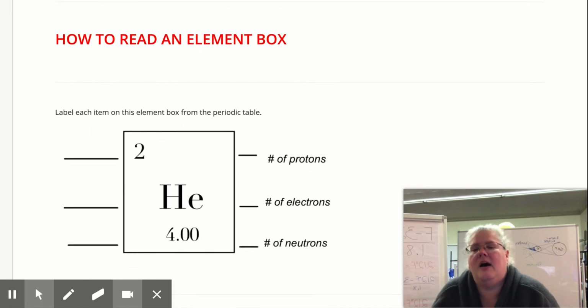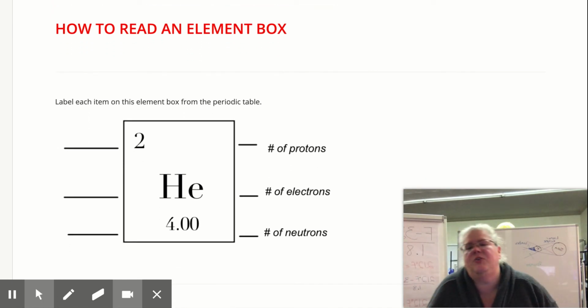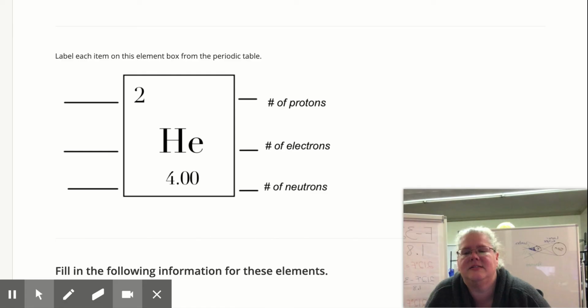So on a piece of paper, I would normally have you fill this in. So let's look at this, and I would have you label this, and you're going to have a quiz on it, so pay attention because it's coming up shortly. You're going to have to practice it. Label each item on this element box of the periodic table. The top is the atomic number. The atomic number is 2. Helium, He, is its element name. And down here at the bottom, 4.00 is the atomic mass.